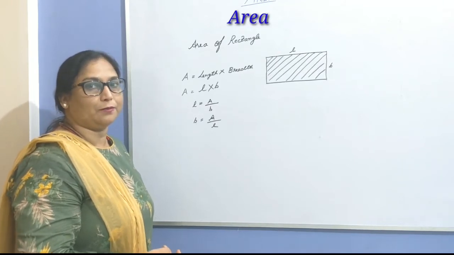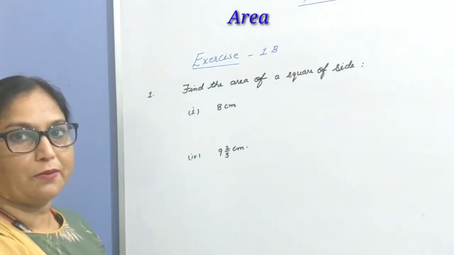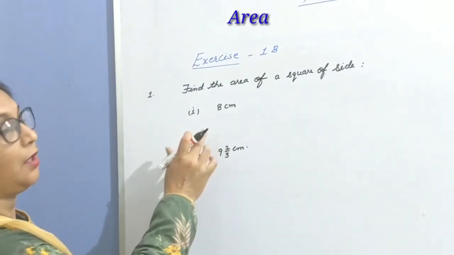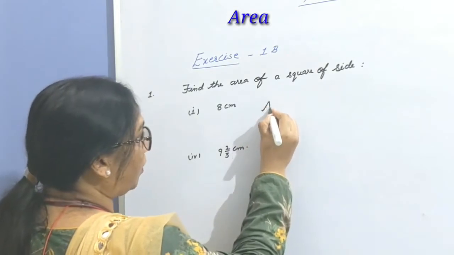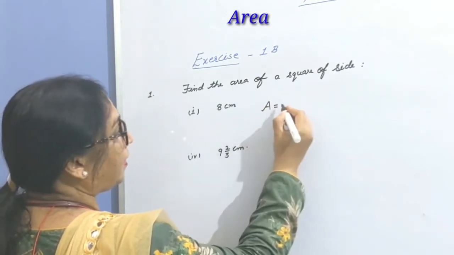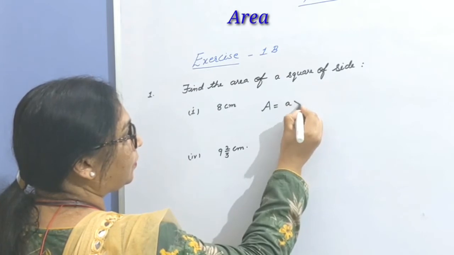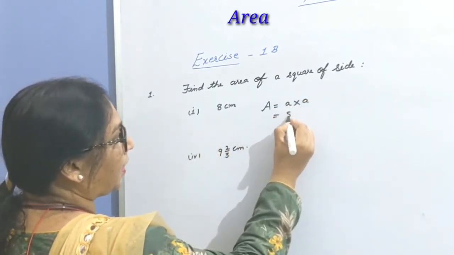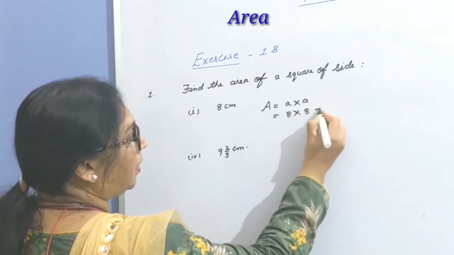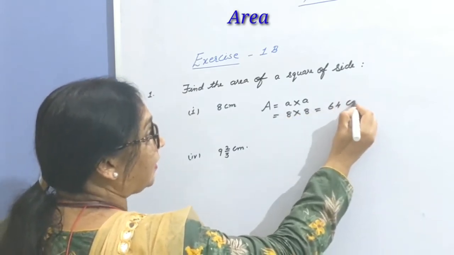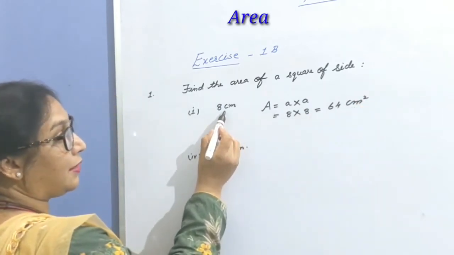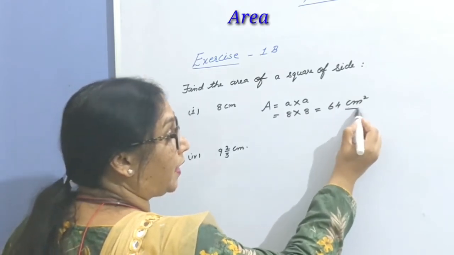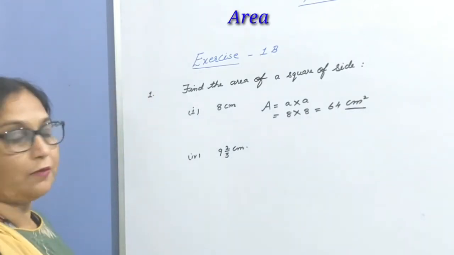Exercise 1b, question number 1 is find the area of a square of side 8 centimeter. To find area, you should know the formula of area of a square. Area of square is side into side. Here each side is 8 centimeter. Substitute the value: 8 into 8 equals 64 centimeter square. As the length is in centimeter, the corresponding unit of area is centimeter square. It's very important to write the unit of area whenever you solve questions.